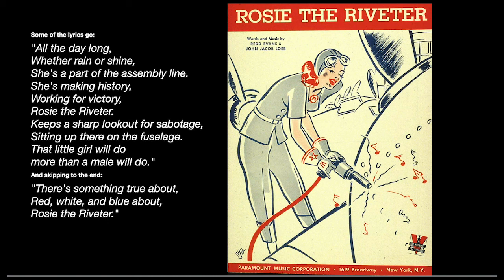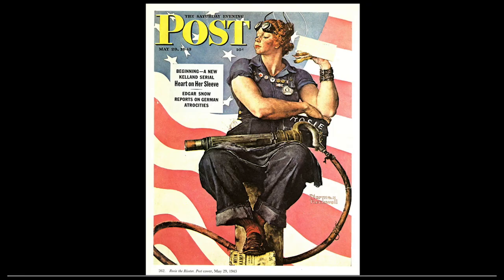there was a big musical hit on the radio, Rosie the Riveter, and this is the cover for the sheet music. I'll play some of it, but there's something true about red, white, and blue about Rosie the Riveter. So the name Rosie the Riveter was popularized after that We Can Do It poster. And then Norman Rockwell took up the theme in 1943.